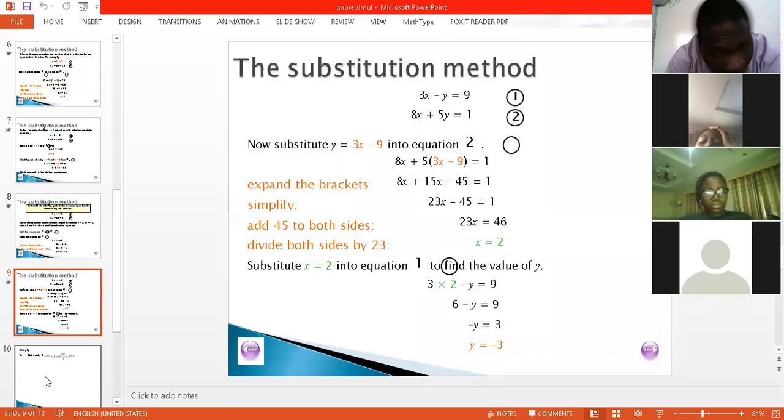So from there, you get y equals minus 3.